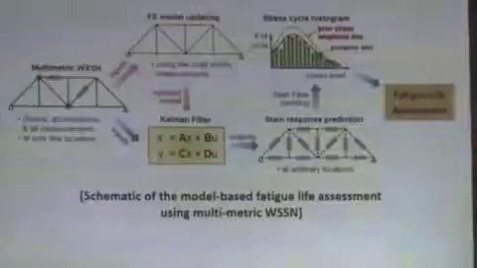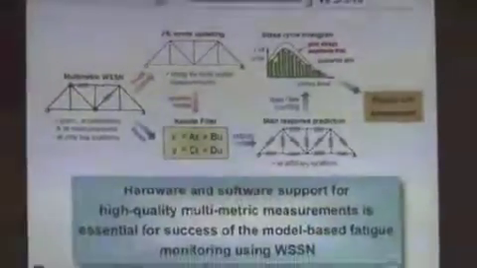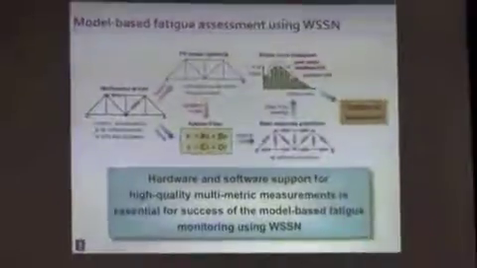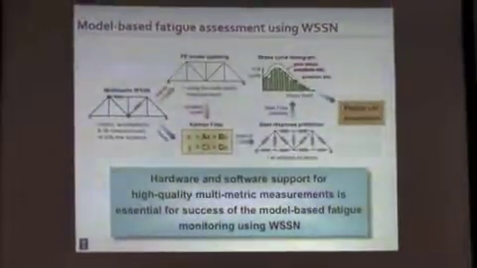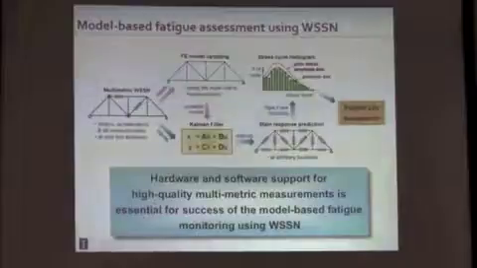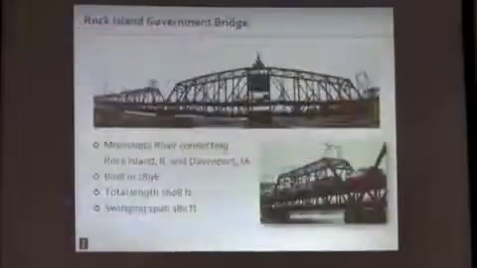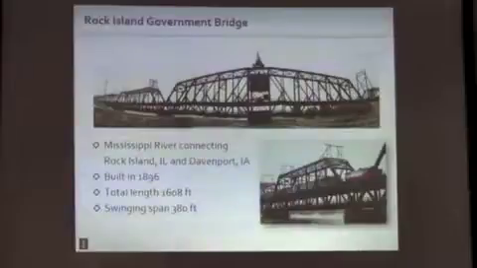So this is just an overview of the approach that's been embedded in the wireless sensors. And so the hardware and software support for high quality multimetric measurements is essential for the success. So we've got the wireless strain gauges, magnetic strain gauges, we've got the onboard processing, and so it's a very effective system. And this is the test bed. We haven't got full implementation here, but we've started. This is really a neat structure.